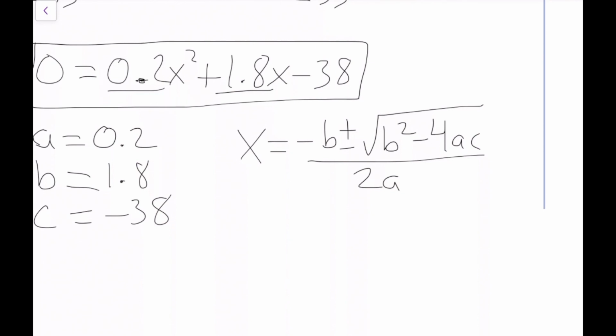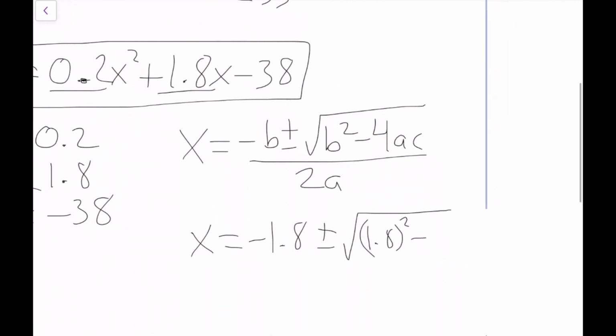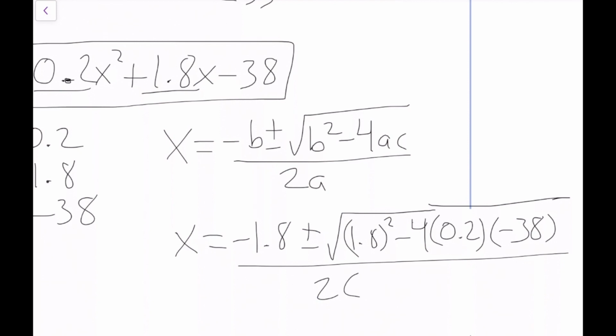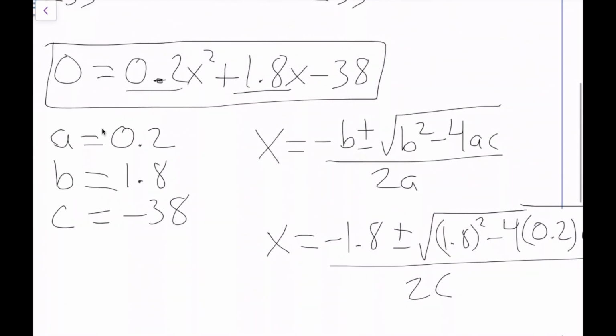So now I'm just going to plug in my values. Well, b is 1.8, so I'm going to write down negative 1.8 plus or minus the square root of 1.8 squared minus 4ac, so that's going to be minus 4 times 0.2 times c, which is negative 38. And then all over 2 times, well, a, if you look at it over here, is 0.2. So all over 2 times 0.2.